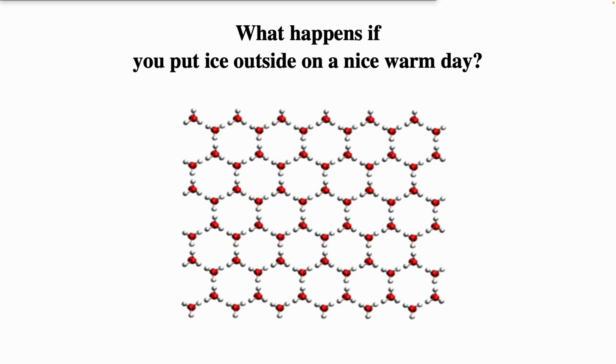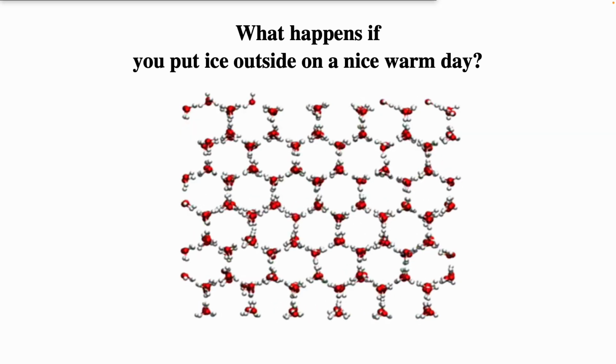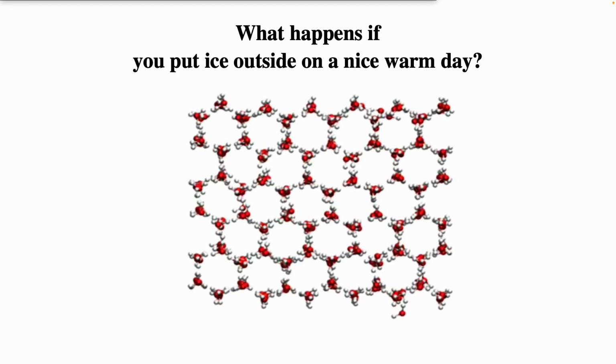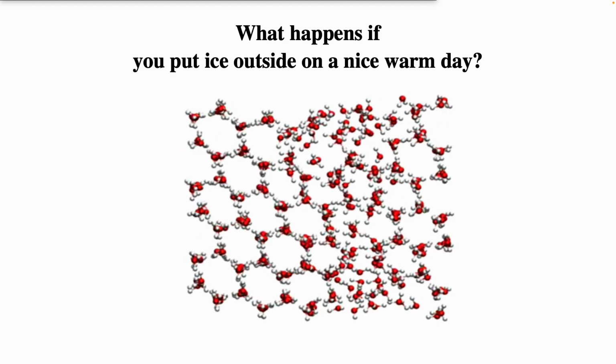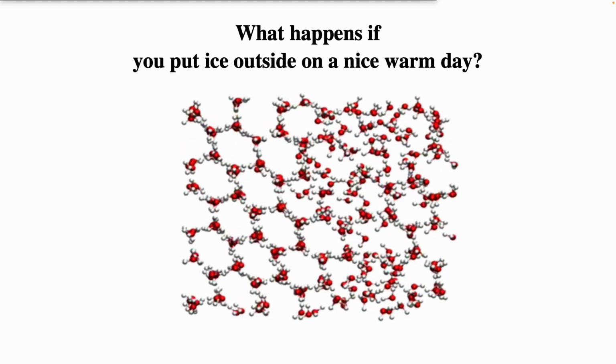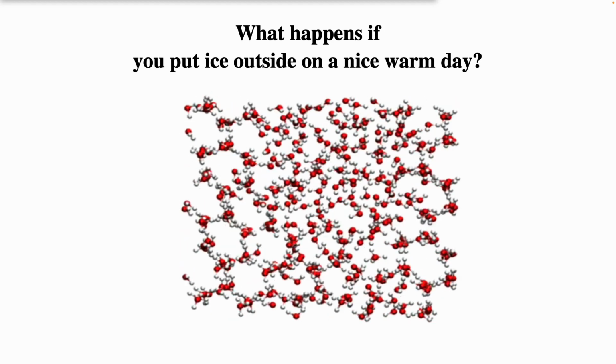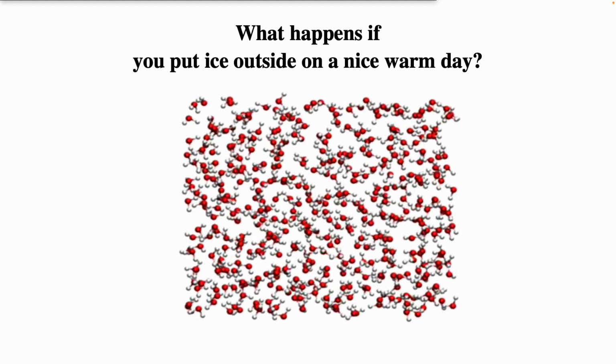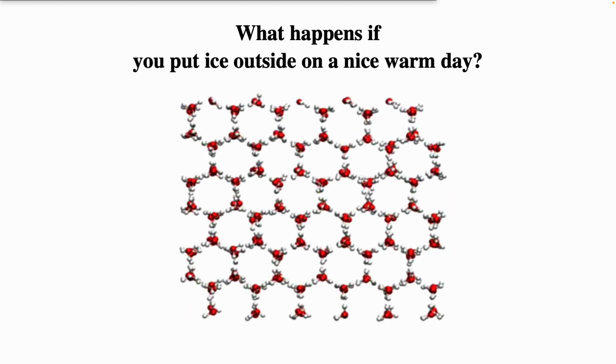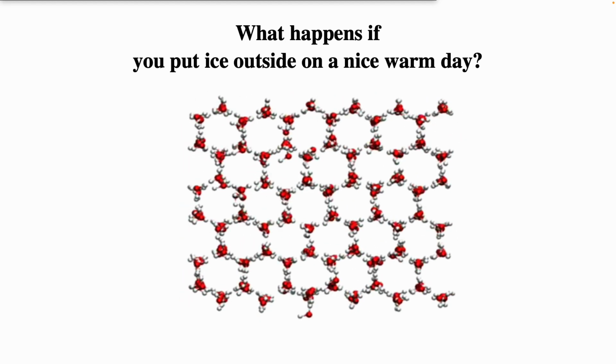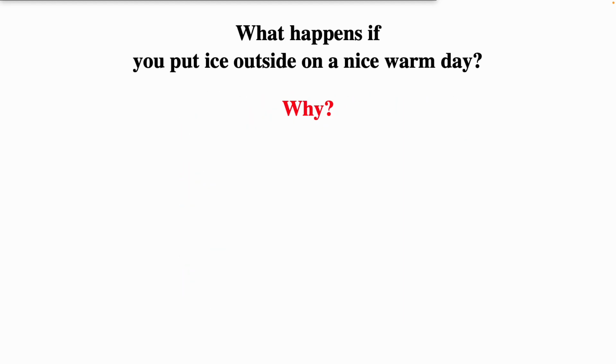Howdy. So what happens if you put ice outside on a nice warm day? The water molecules absorb that heat and that becomes kinetic energy. Eventually the molecules have high enough kinetic energy to partially overcome the intermolecular forces, and so you go from the solid ice to liquid water. Is there another way of thinking about it?